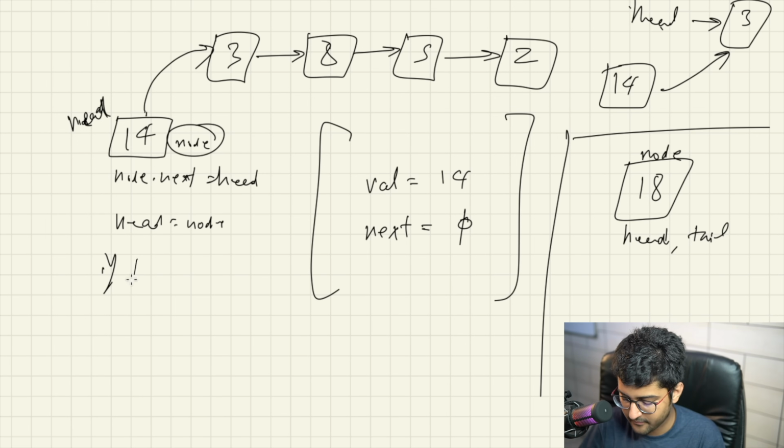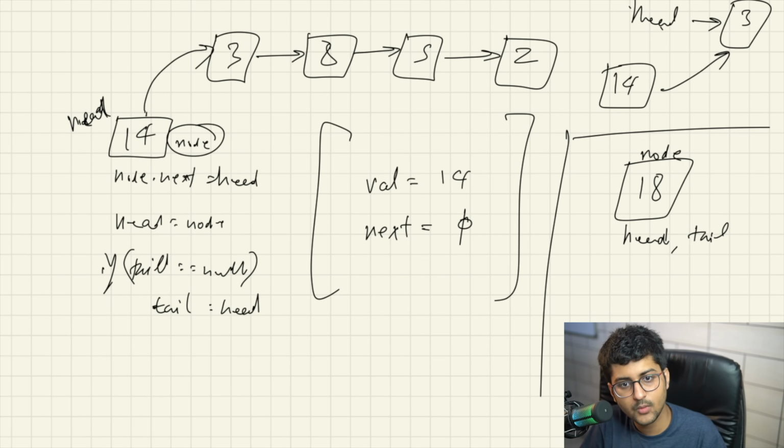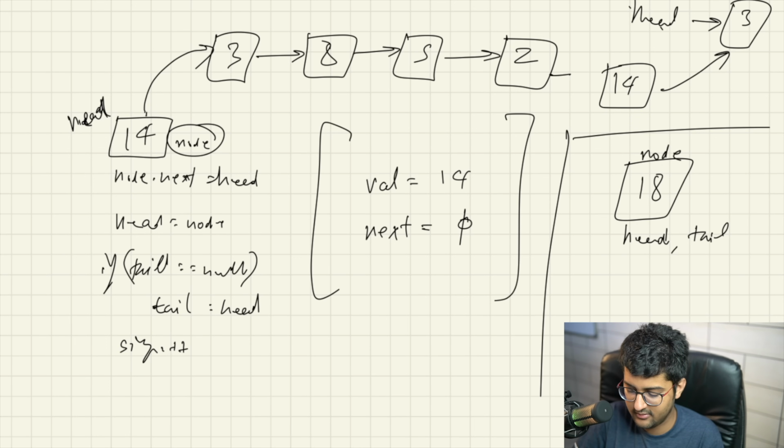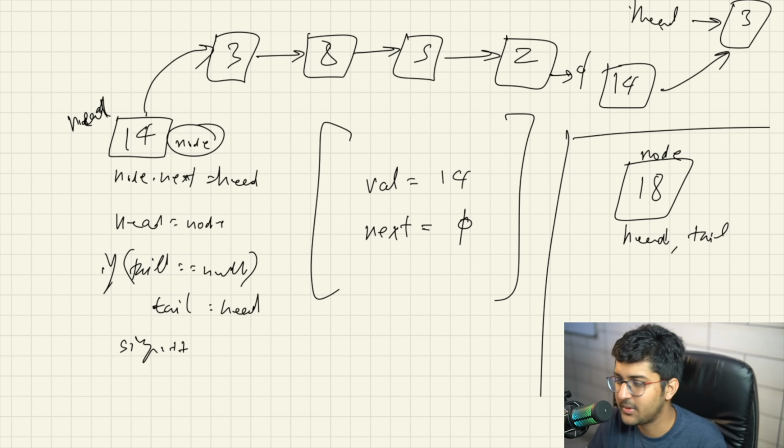So I can say if tail is equal to null, then tail is equal to head. Cool. Sound good? And since I have a size variable as well, I'm just saying size plus plus. You can calculate the size whenever you want, by starting from the head and counting till you reach null. You can do it that way as well, but I'm doing it in a simple way. Hope that clears things up.